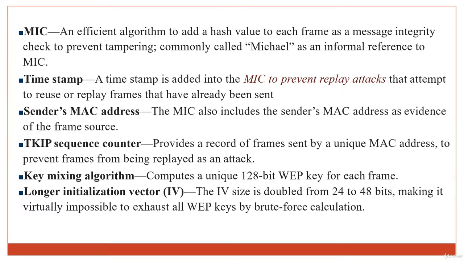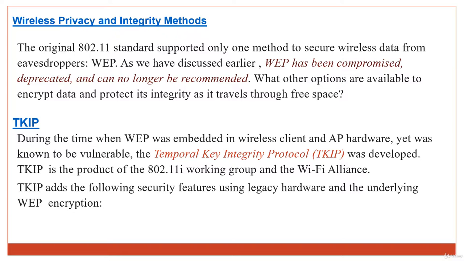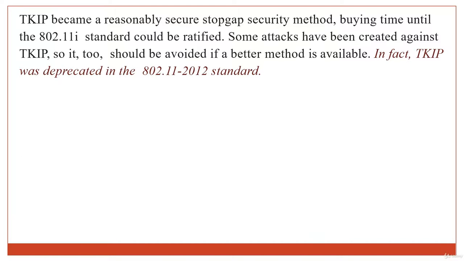But still, we found that after a certain point of time there were some vulnerabilities inside TKIP, and then we moved to another methodology. Here you can see why TKIP is better than WEP: because it is using MIC, the message integrity check, which checks the integrity of the message. It has a timestamp, the sender's MAC address, and the sequence number. It has a stronger algorithm than WEP, and it can do the initialization of the vector. So these things were added inside TKIP to make it secure. But still, even TKIP was deprecated in 2012.